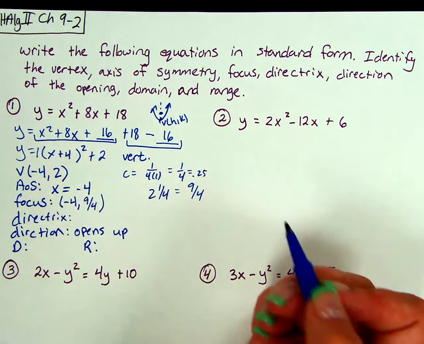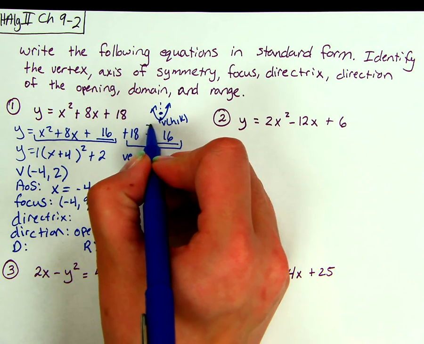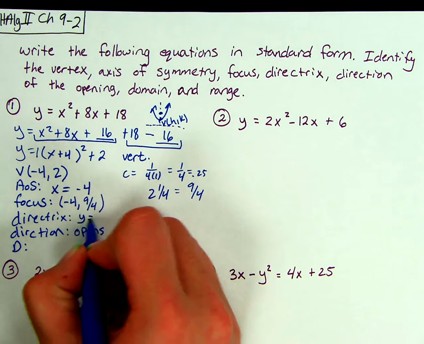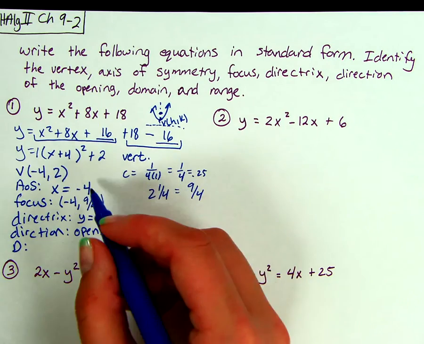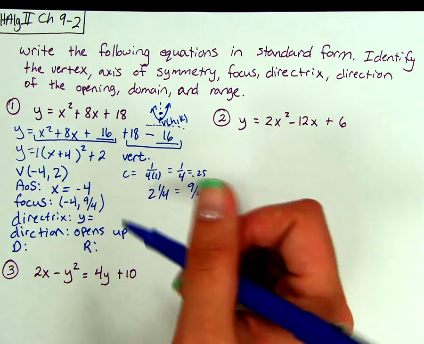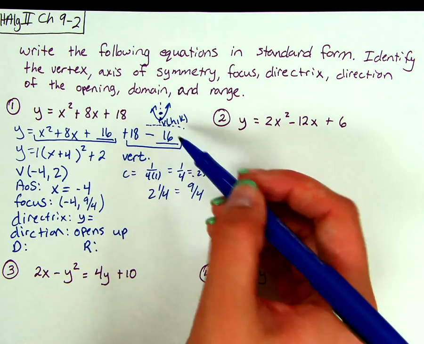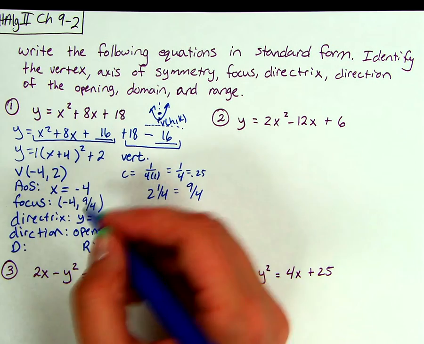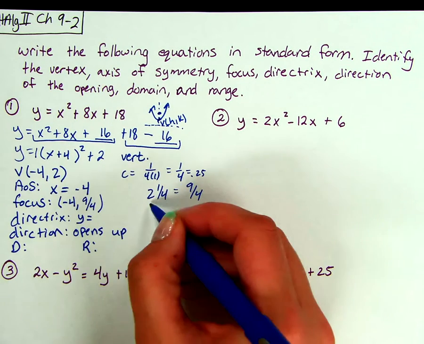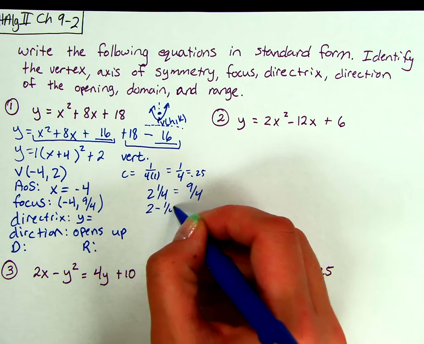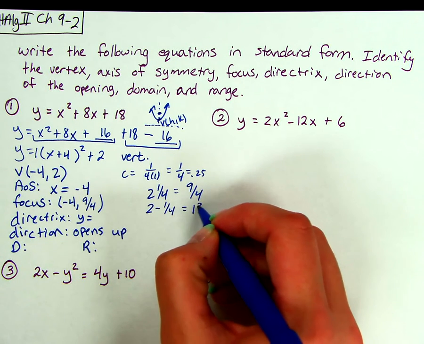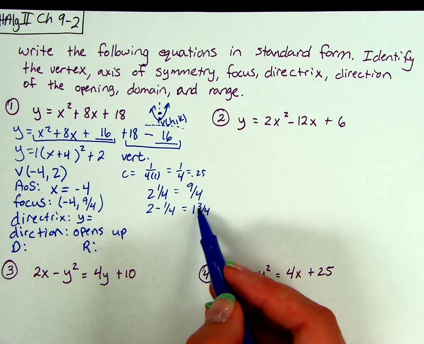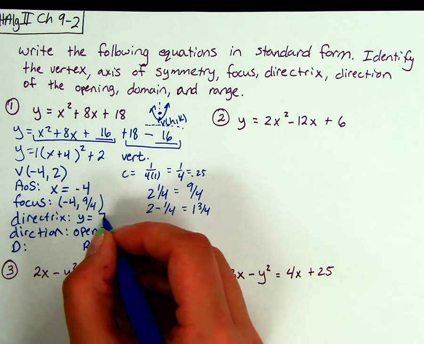And then for the directrix, so again, that's the line on the outside, and the directrix is a horizontal line, so it's going to be in the form of y equals. And then we take our h value, and we're going to subtract c from it. So again, that's going to be 2 minus 1/4. So that'll give us 1 3/4. So if we change that to be a mixed number, 4 times 1 is 4, plus 3 is 7. So this will be 7/4.